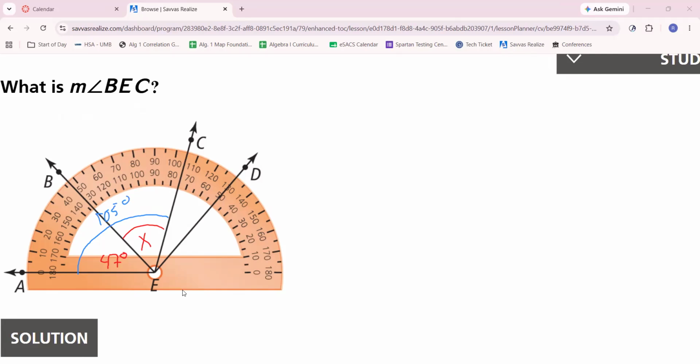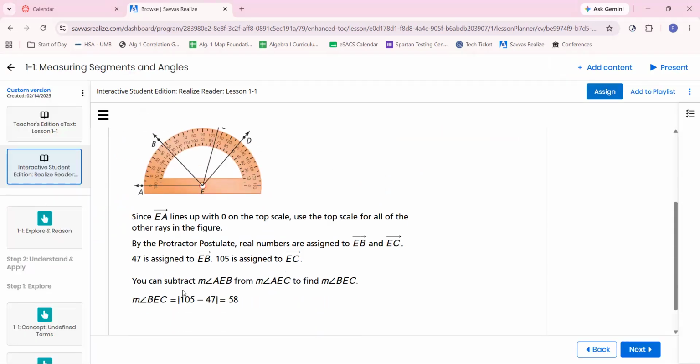So I can use that information and say that 47 plus X equals 105. Subtract, and I can get X equals, what is that, 52? Yeah, 105 minus 47. Get my calculator here real quick. Yeah, 58. I said 52. Besides that, okay, so that is the angle BEC. You can see the solution worked out here.